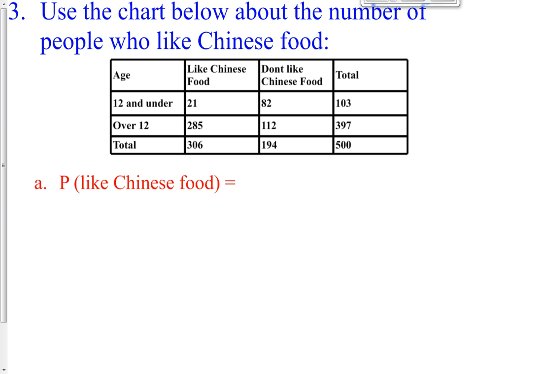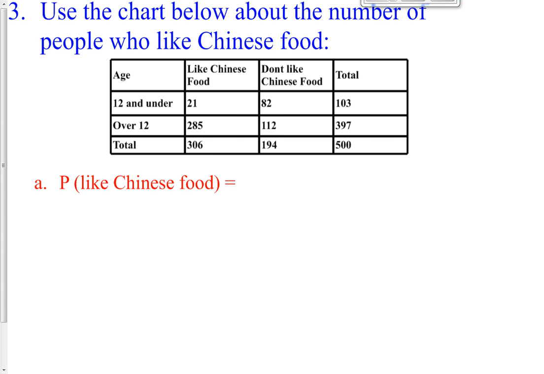Here we have 12 and under who like Chinese, 12 and under who don't like Chinese food. So if we add those two up together, we get 103. And then we also have the over 12. We also have the total for people who like Chinese food, 21 12 and under, 285 12 and older. When you add up these two, you get this number 306. And then when you add up all the numbers in here, you get a total of 500. So hopefully this table makes sense to you.